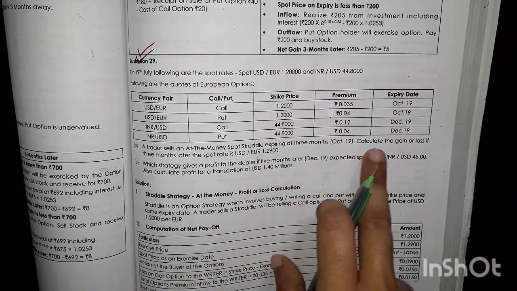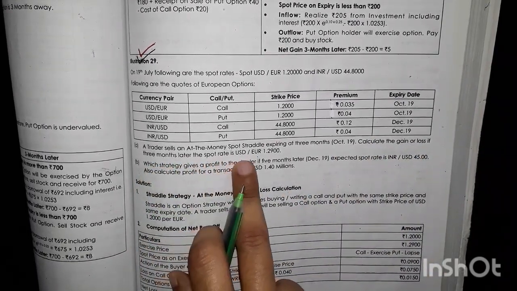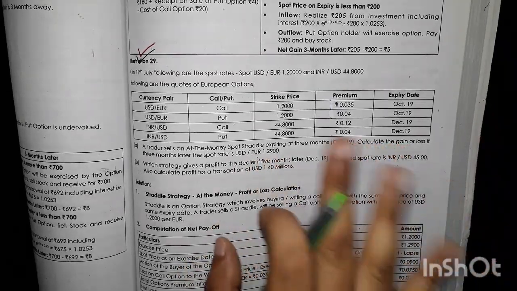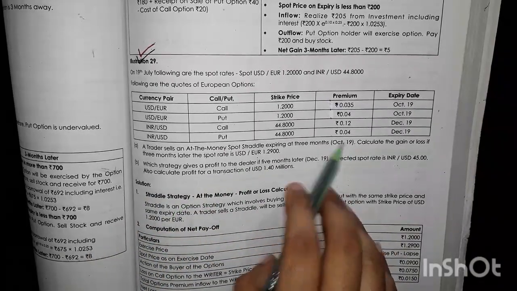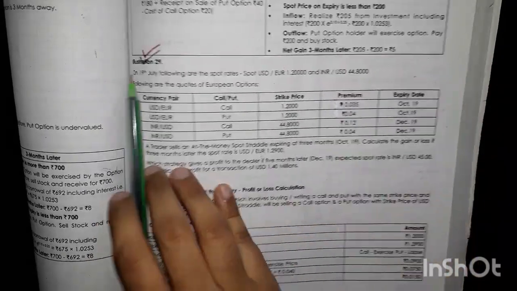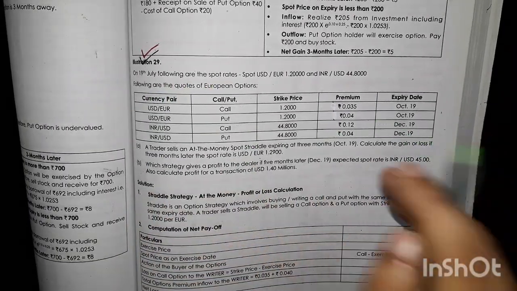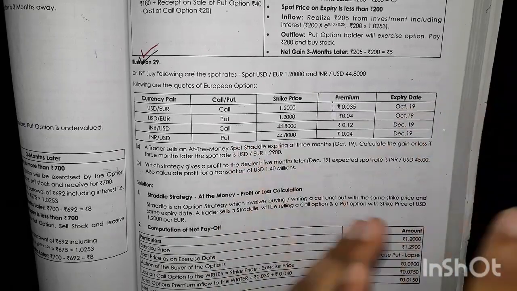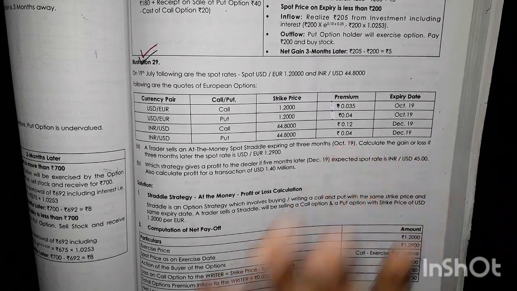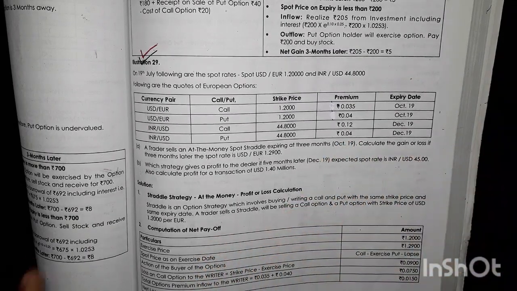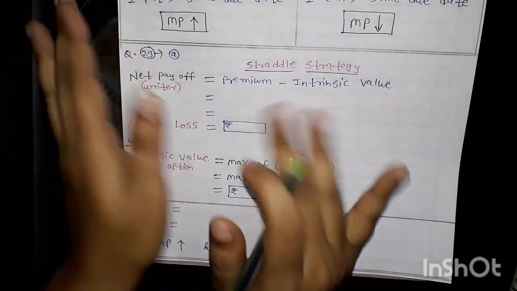After that, calculate the gain or loss if the spot rate 3 months later is 1.29. So this is the market price after 3 months. Here 19th October is there, this is not a year. 19th July we have taken as the spot rates, and after 3 months, July to August, August to September, September to October, so this is 19th October, this is not a year. So after 3 months we are going to calculate. Here they have already told us the straddle strategy.